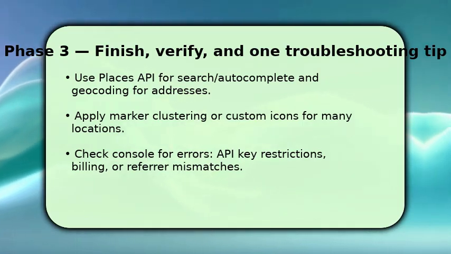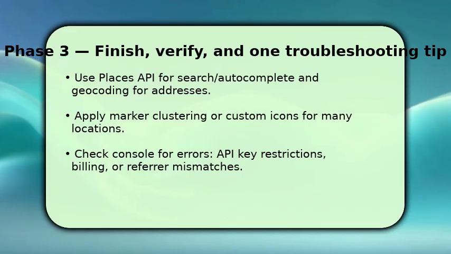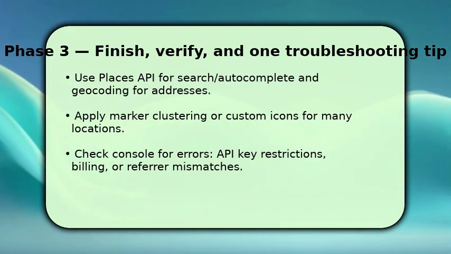When something fails, open the browser console. Common causes include API key restrictions, disabled billing, or incorrect referrers. If the map shows a gray grid, double-check quotas and console errors.